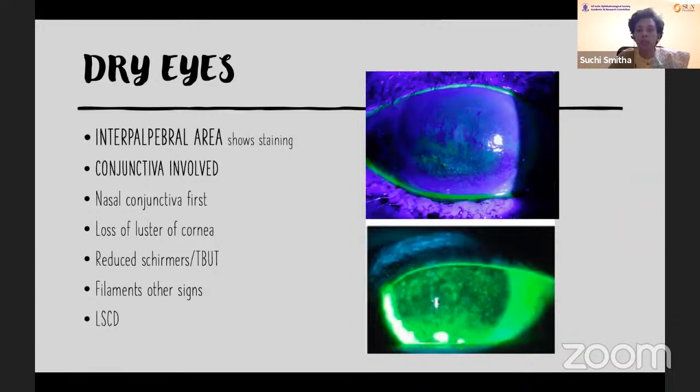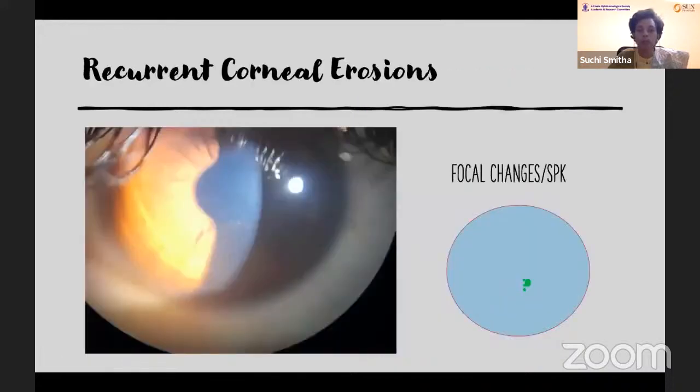Dry eyes can cause staining in the conjunctiva also along with the cornea, unlike in some of the earlier conditions. So all the cases of dry eyes, in severe cases, can have SPK-like lesions, but other things would be reduced Schirmer's and reduced TBUT, and other findings like filaments and the limbal stem cell clinical features should be looked for. Recurrent erosions can lead to focal staining or focal SPK.